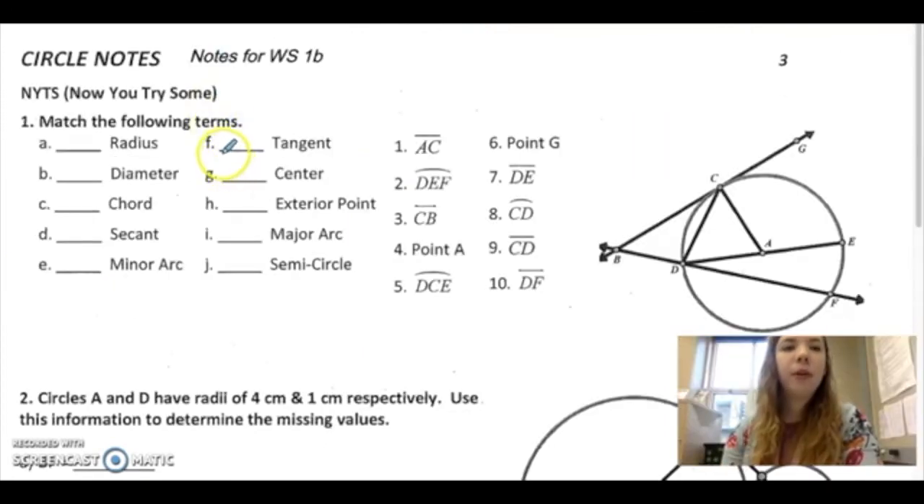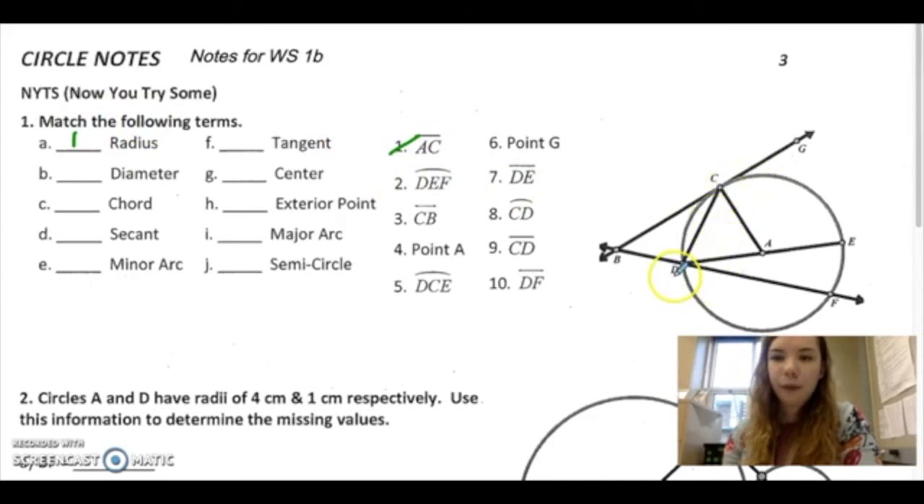We are still working on circle basics today. So we're going to match these terms with the pieces of the circle to start with. And I think it's easier to start over here and then match them with what they go with. So AC is this piece, that's the radius. So that goes with A.